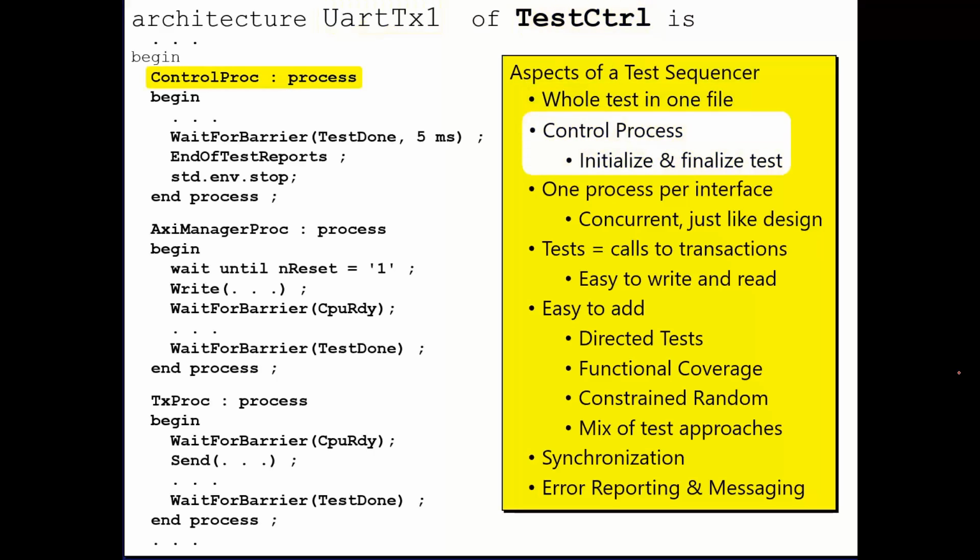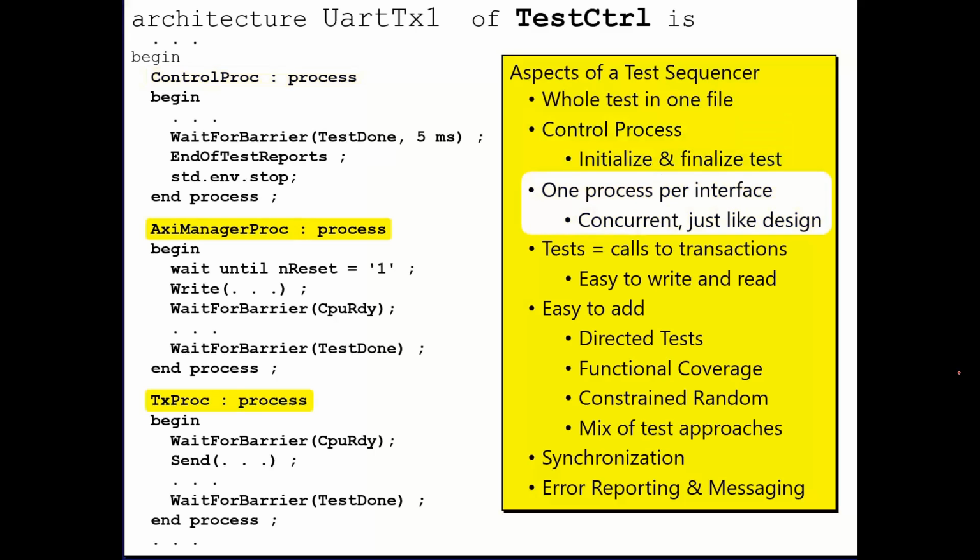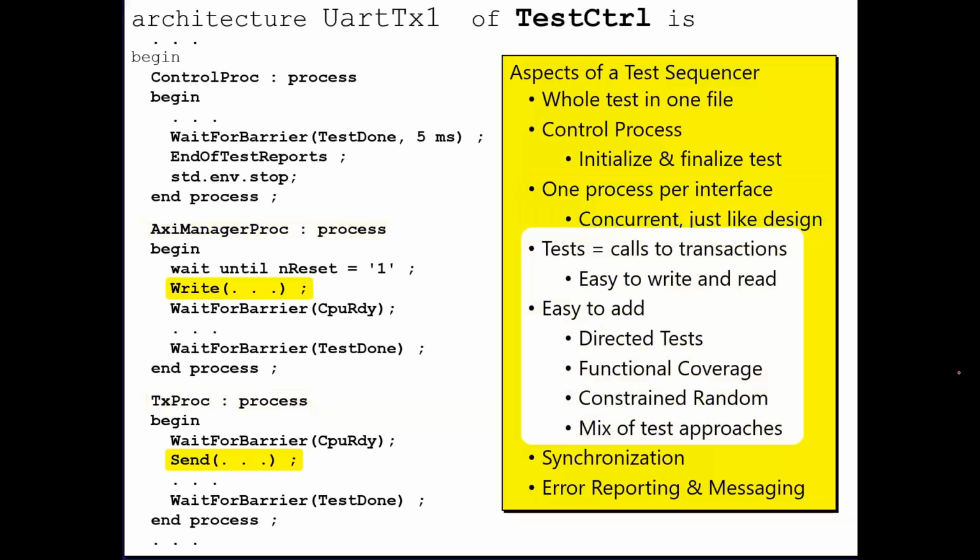We have a control process. This is where we initialize and finalize the test, and we're going to walk through all of these. We have one process per interface. The way I like writing tests is concurrent, just like your design. Now, it does complicate things. You have to do some synchronizations, but we've got that. So why not make it concurrent like your design? That makes randomizing things like we'll do here a little bit easier. Actually, a lot easier.